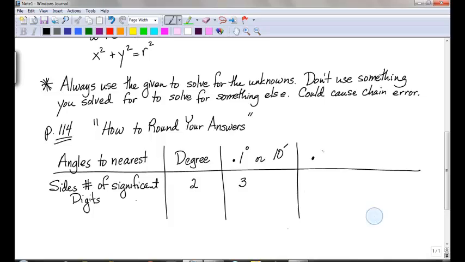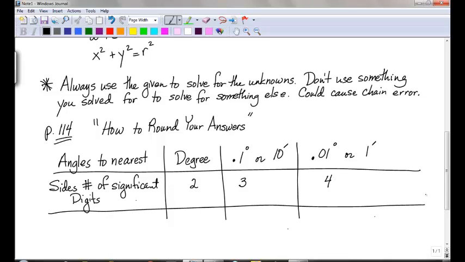If your angles are to the nearest hundredth of a degree or nearest minute, so like if I said an angle was 15 degrees, 17 minutes, then we're going to go 4 significant digits on the sides. Okay? And vice versa. If my sides were all 3 significant digits, then I know I need to get my angle to the nearest tenth or the nearest 10 minutes.